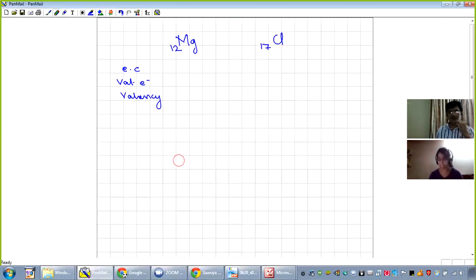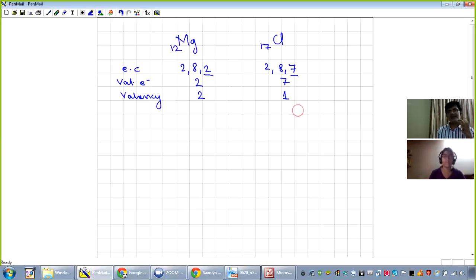What will be the electronic configuration? Magnesium is 2, 8, 2. Chlorine is 2, 8, 7. Valence electrons: magnesium needs to give away 2. First we are writing only the number of electrons that are there in the outermost shell. Now we will write the valency. 2 and 1.